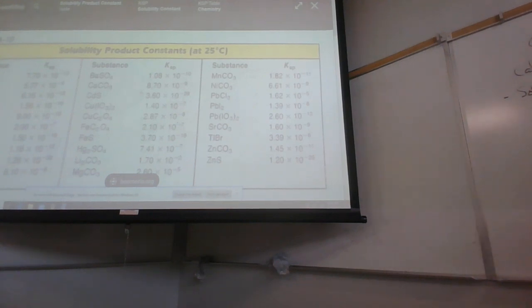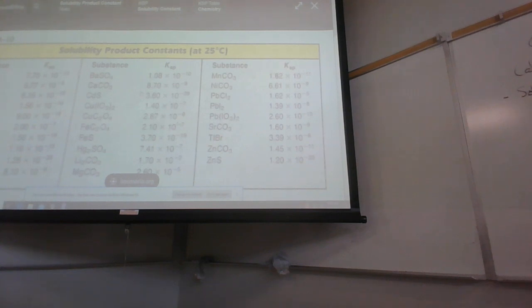And for the KSP, it's going to be the A squared times B, which is going to give us (2S) squared times S, which is going to give us 4S cubed, which means the solubility again is just going to equal KSP divided by 4. And we'll take the cube root.